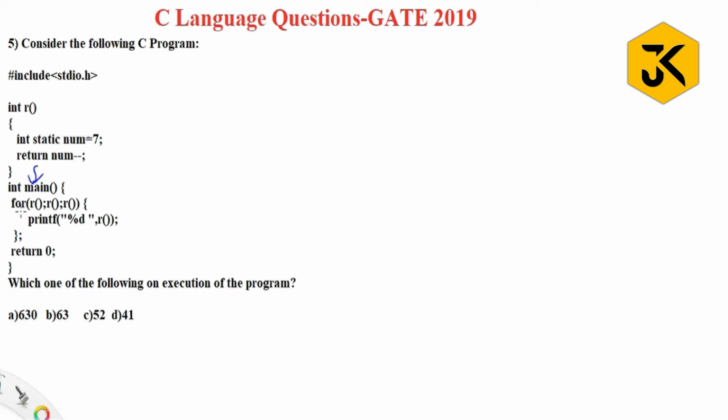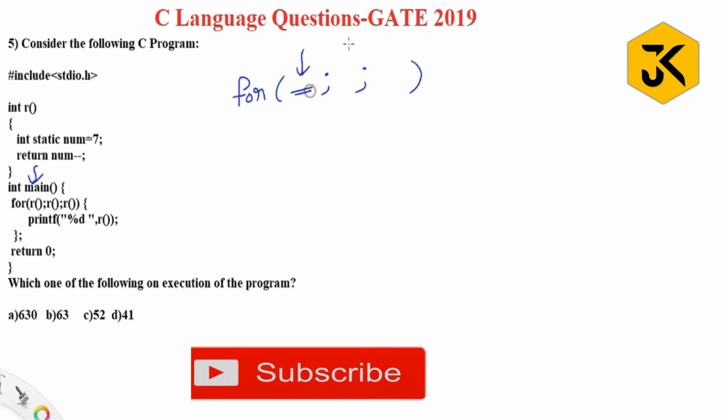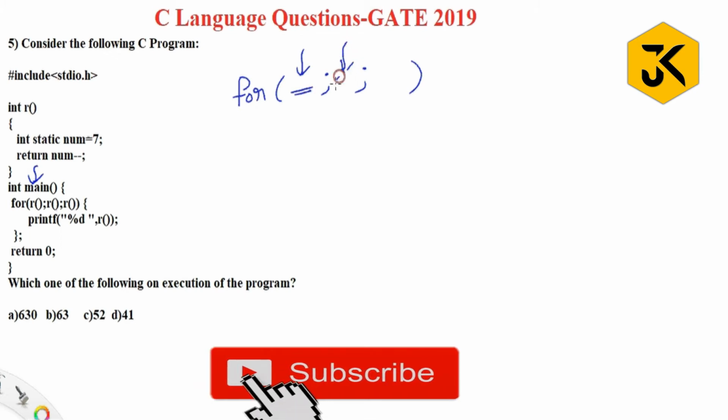Immediately after the main function, they have given one for loop. Before going to explain this, you need to understand the for loop and how it is going to execute. This for loop contains three statements. The first statement is initialization of variables, the second statement is the condition, and the third statement is increment or decrement.